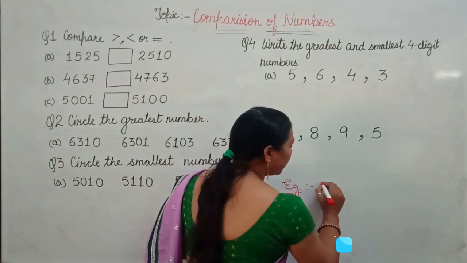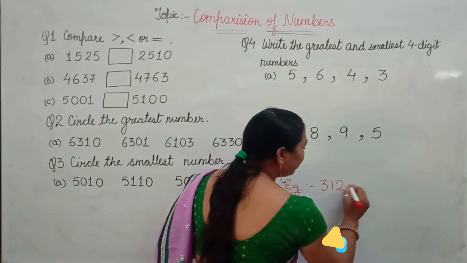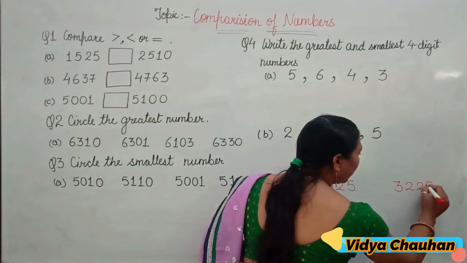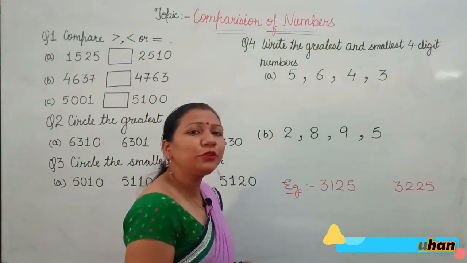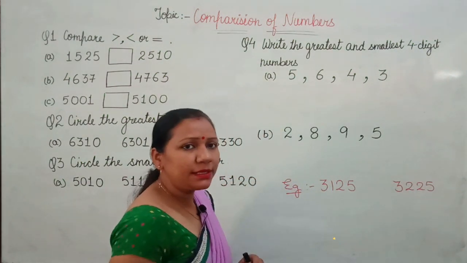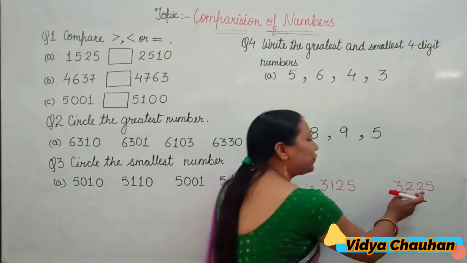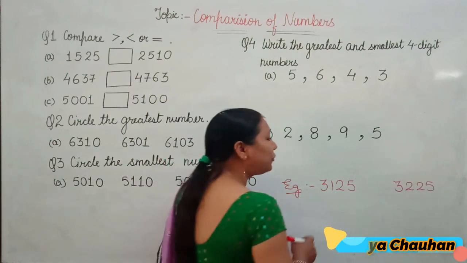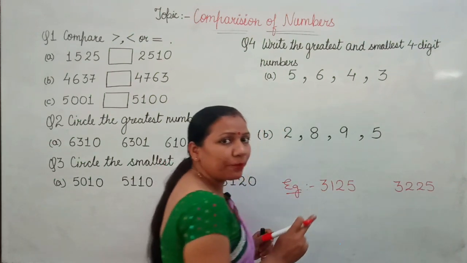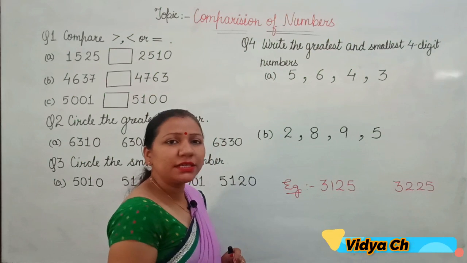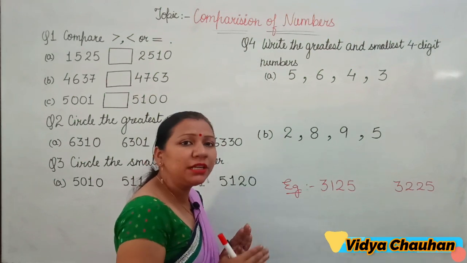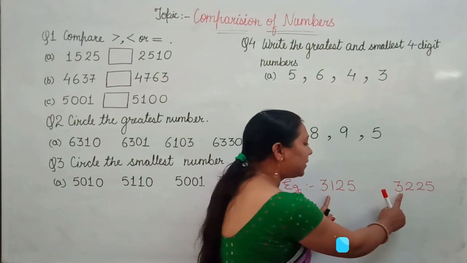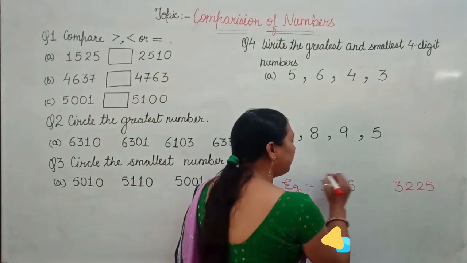suppose there are two numbers 3125 and the second number is 3225. And if it is said that you have to compare, so for comparison of the numbers and you have to identify which number is greater. So in that case, what we do, we have to compare its digits. And comparison of the digits starts from its thousand place. We have to start comparing from the extreme left side digit. That means the first digit at thousand place.